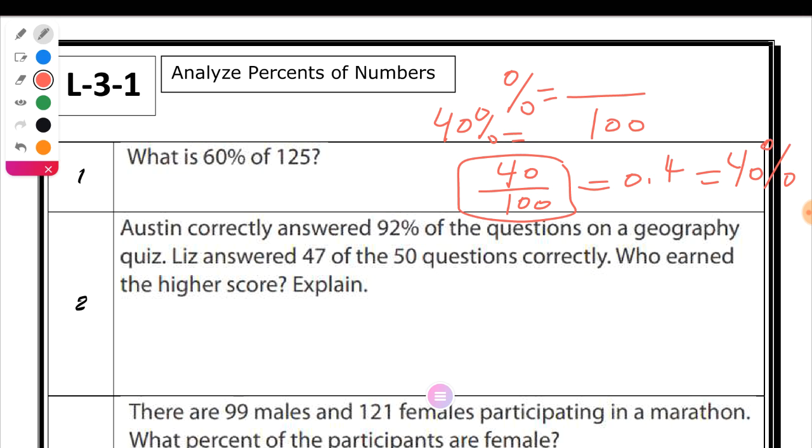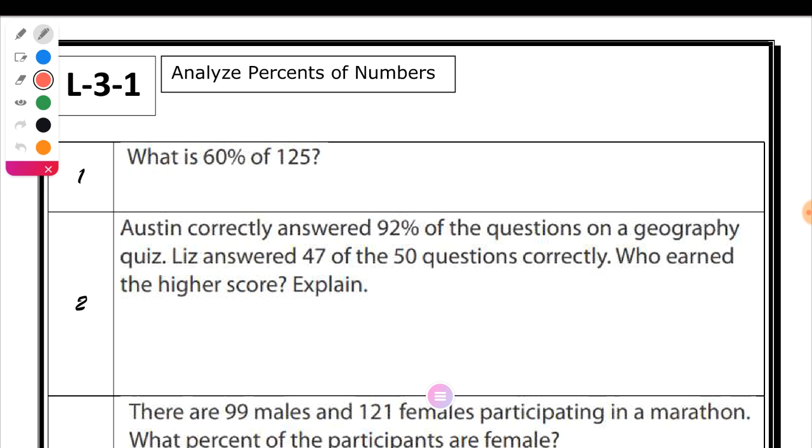So to convert from a number to percent, we multiply by 100. And from percent to number, we divide it by 100. This is the main form of percent. Let's solve. First question, what is 60% of 125?